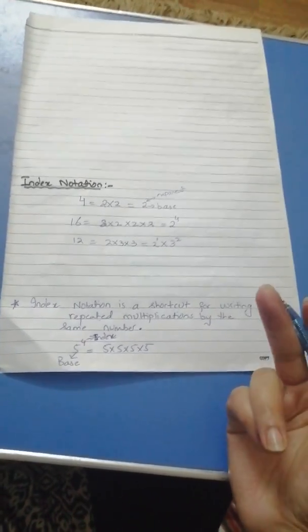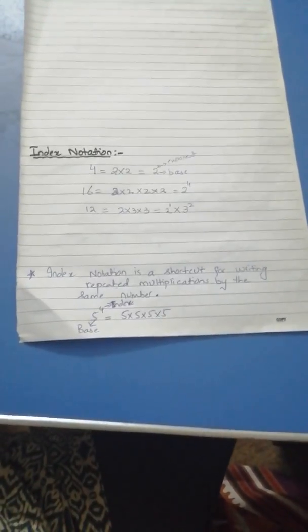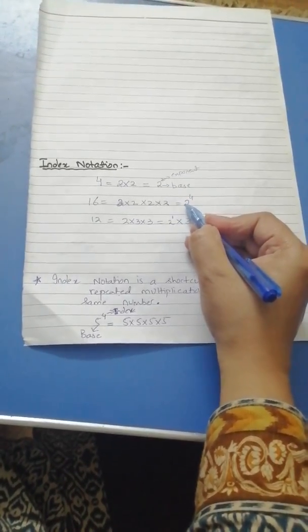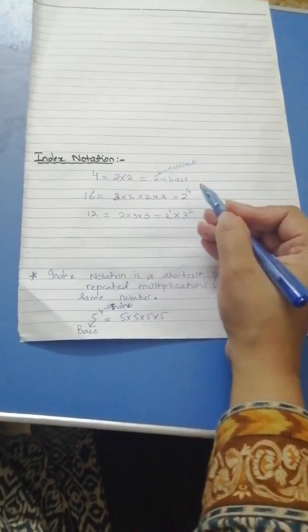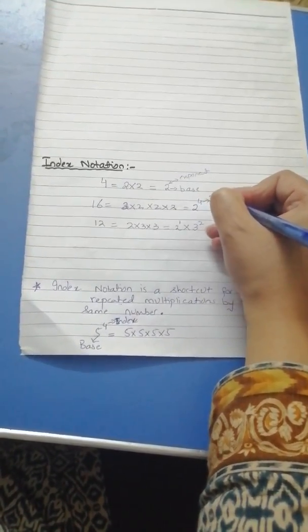Every number can be expressed in index notation. And what is index notation? Index notation is a shortcut for writing repeated multiplication by the same number, where the same number is the base and the power is called the exponent or index.